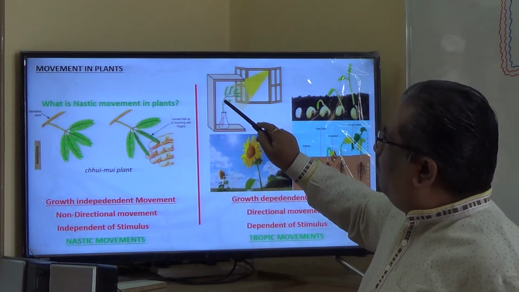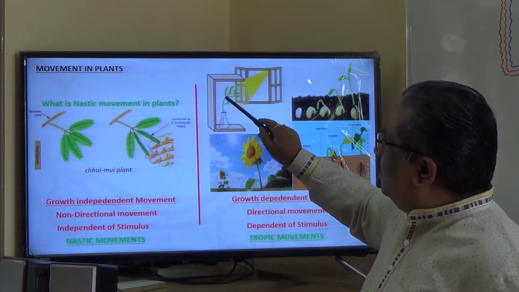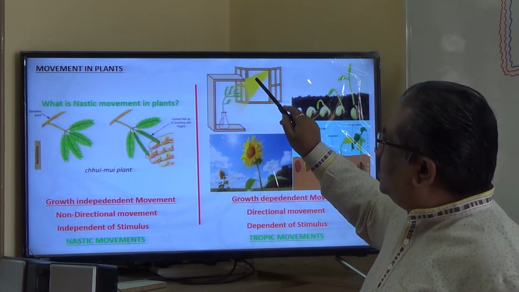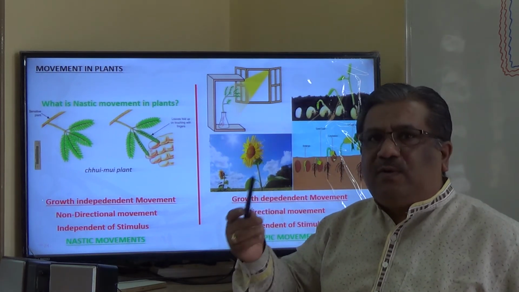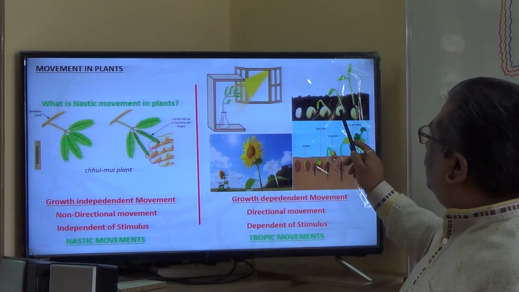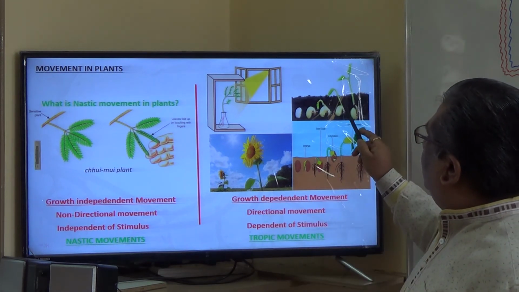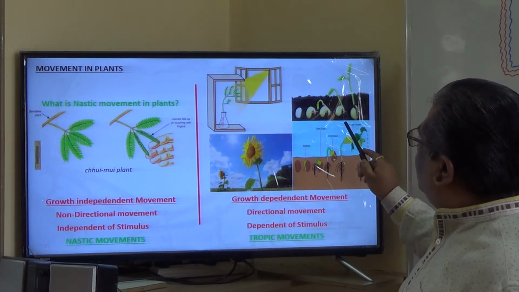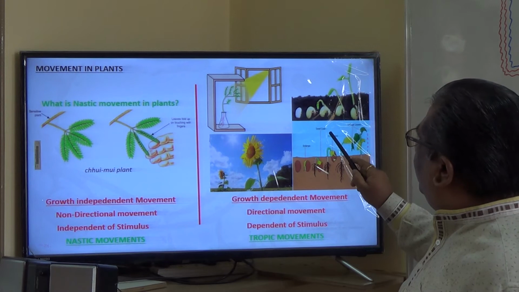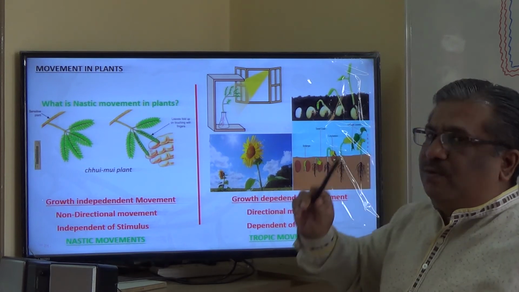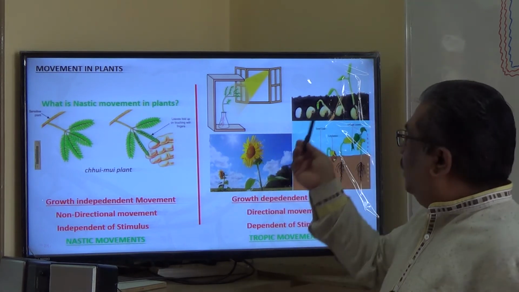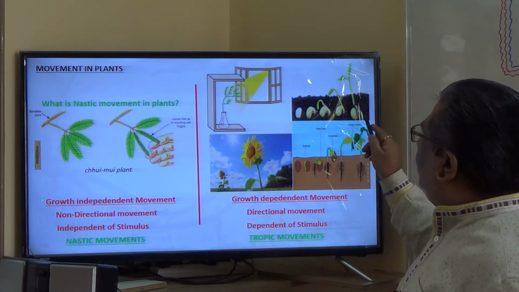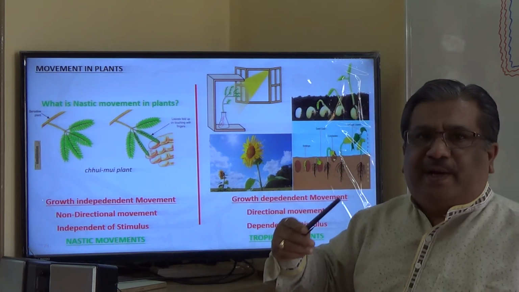This direction, the bending action of this top portion of the plant towards the sunlight, is due to growth of the plant. Here also, the growth of this stem upwards and the growth of the roots towards the direction of gravity is due to the movement. Here the movement is there, no? When the shoot grows, definitely I can say the plant is showing movement.